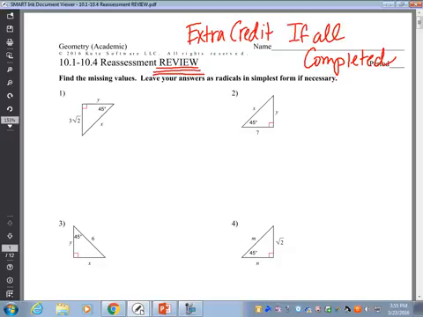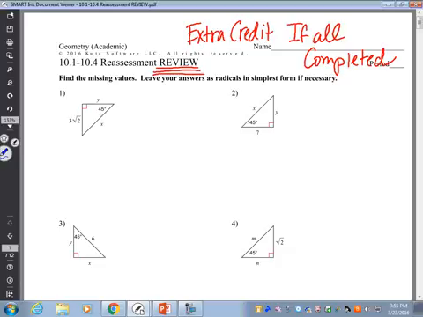So the first page is strictly 45, 45, 90. I'm going to post the blueprint to your test. You're going to have basically 2 to 3 problems with 45, 45, 90 special right triangles, where they're going to be just one triangle. You'll see the 45 degrees, just like on these set of problems we have here.